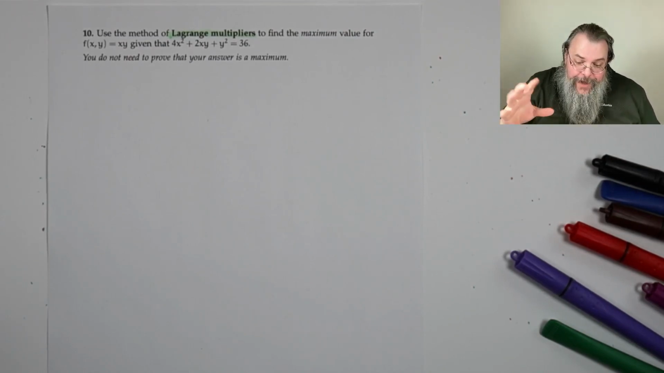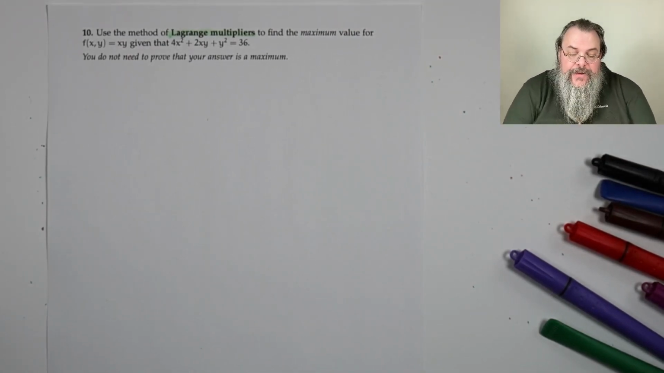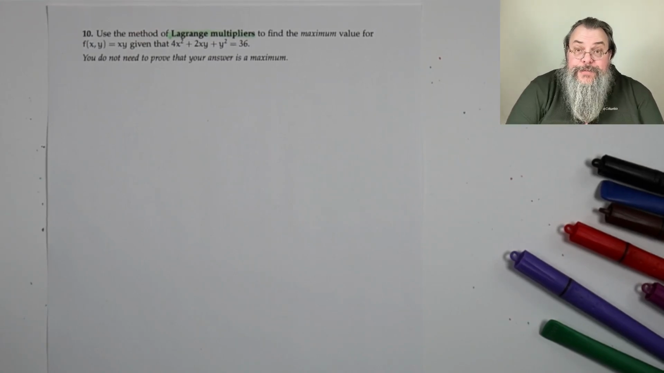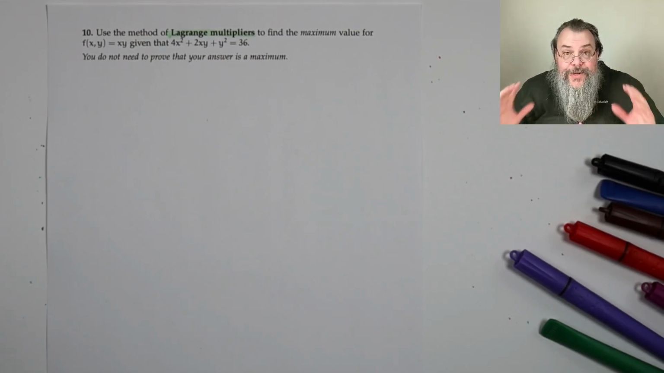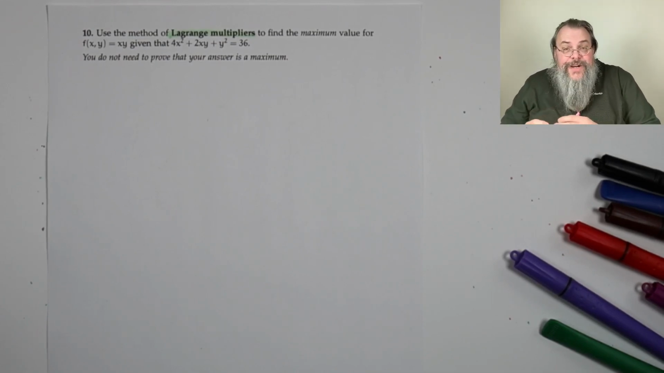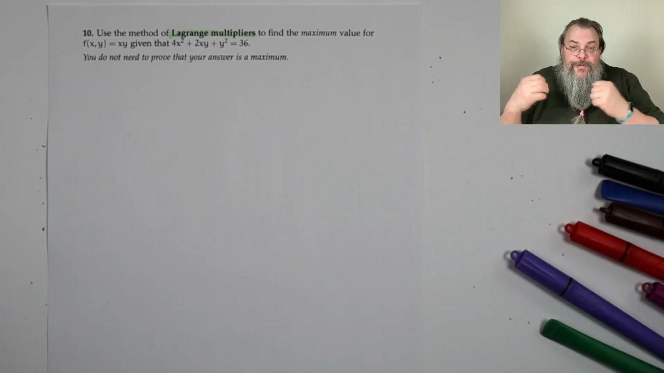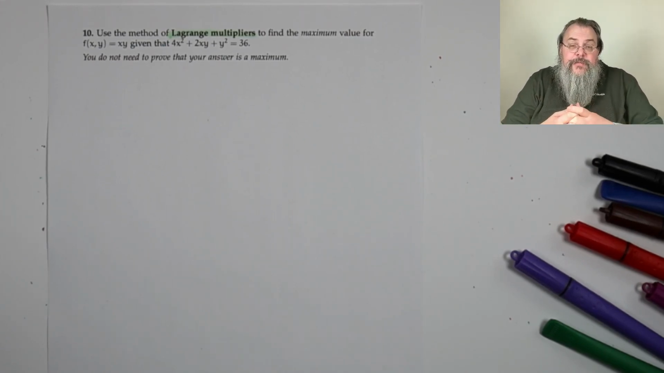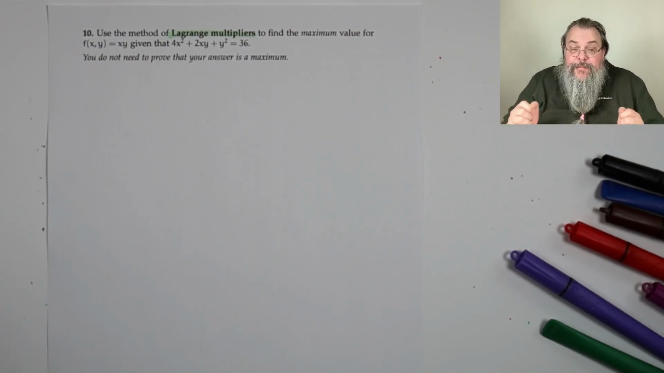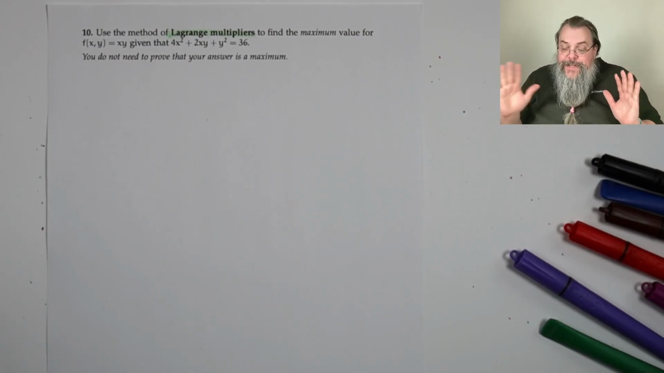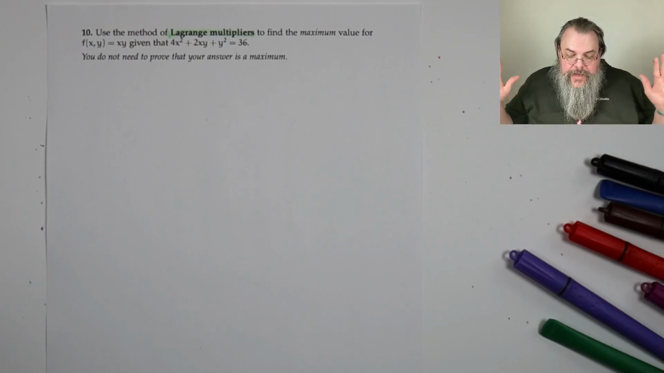Sometimes it's like, find the maximum value of the function xy, given that 4x squared plus 2xy plus y squared equals 36. You do not need to prove that your answer is a maximum, which is good, because Lagrange multipliers really doesn't work that well for proving things are maximum. It tells you where to look, if you think there's a maximum. But it doesn't say I promise you it is a maximum. It just says this is where to look. You can't blame me if it's not the actual max. But okay, we don't need to prove it.